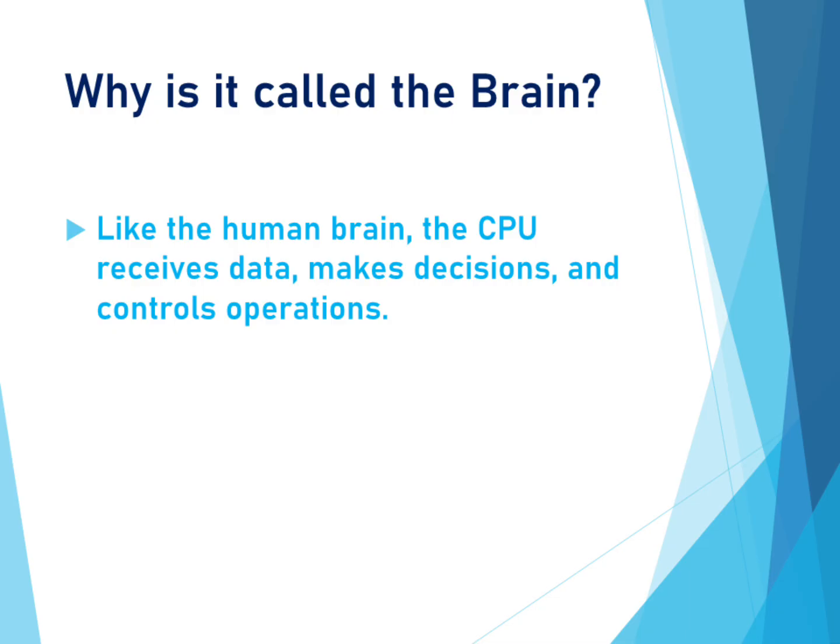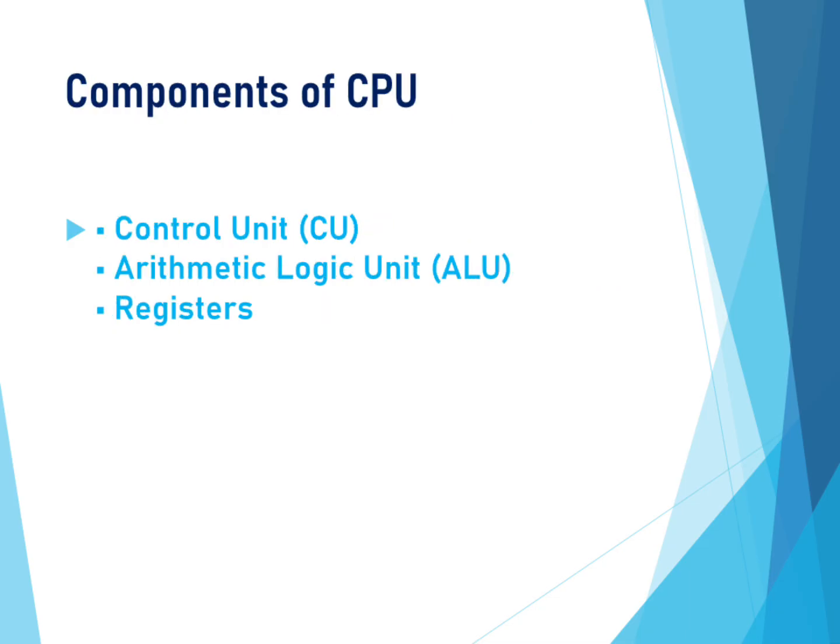Let us see the components of the CPU. The CPU has three main components. They are the control unit, the arithmetic and logic unit, and the registers or memory unit. The control unit manages and coordinates all activities inside the computer. It tells every component what to do and when to do it.